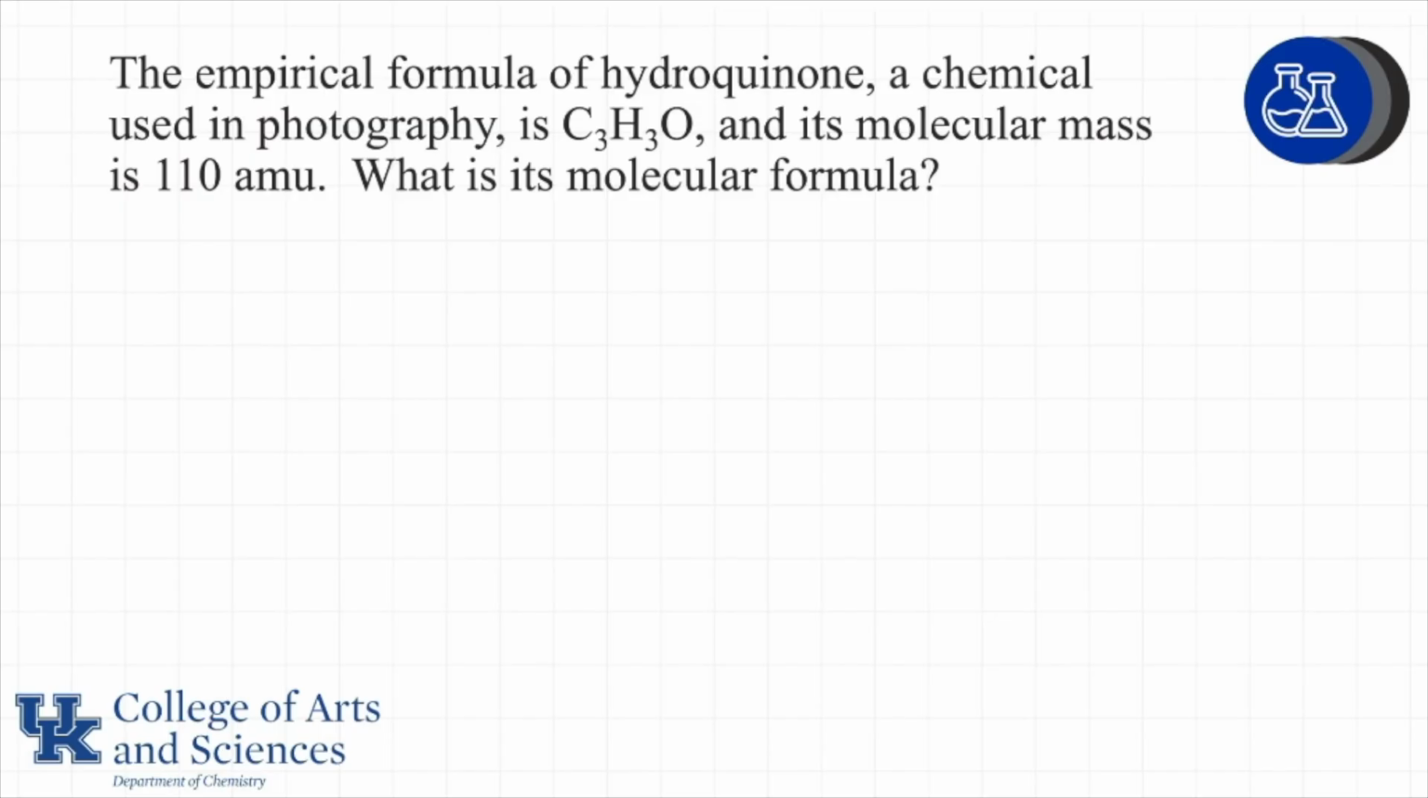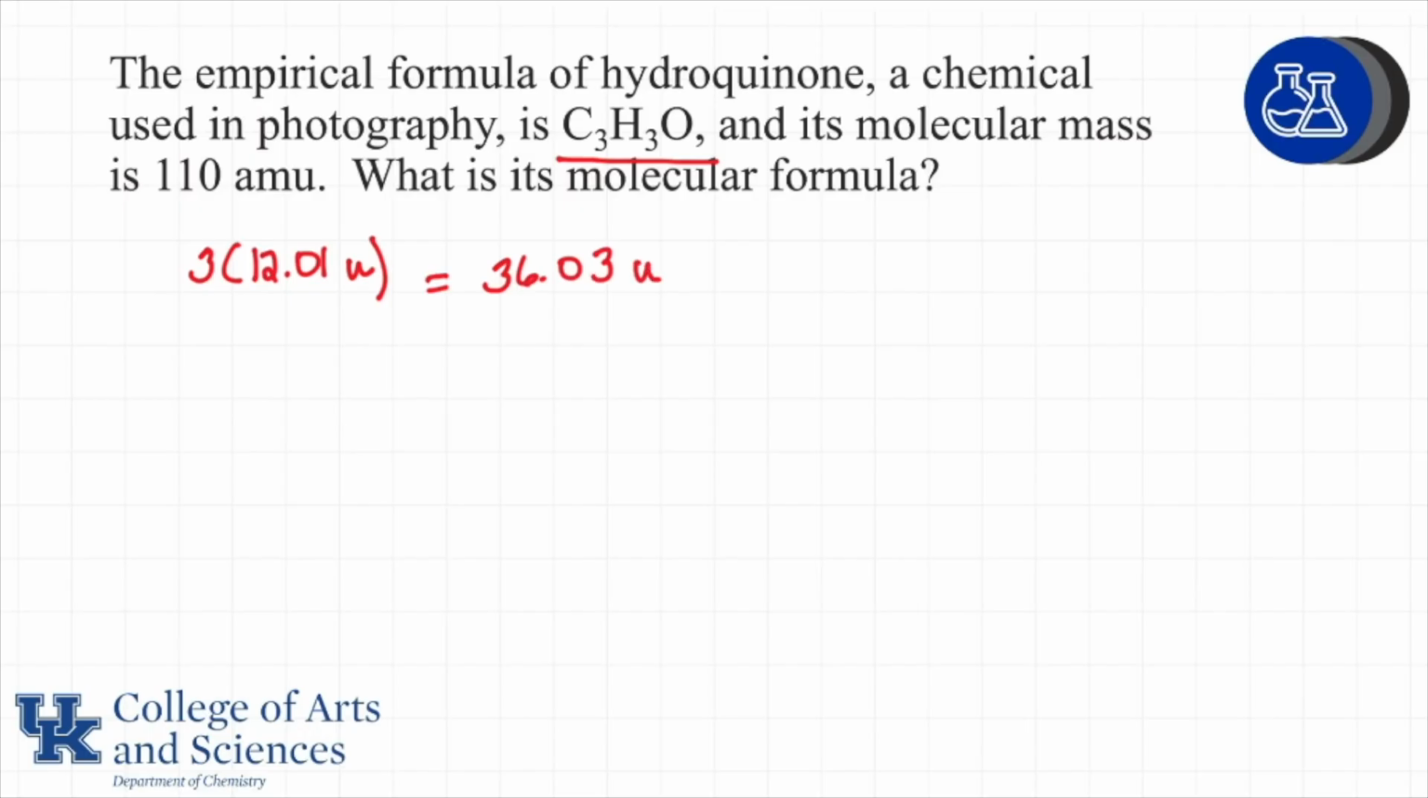Remember that multiple compounds can have the same empirical formula, and the experimental data which leads to the empirical formula doesn't necessarily tell us the actual chemical formula. But with the approximate molar mass, we can find the actual chemical formula. First, we're going to look at the mass of C3H3O.